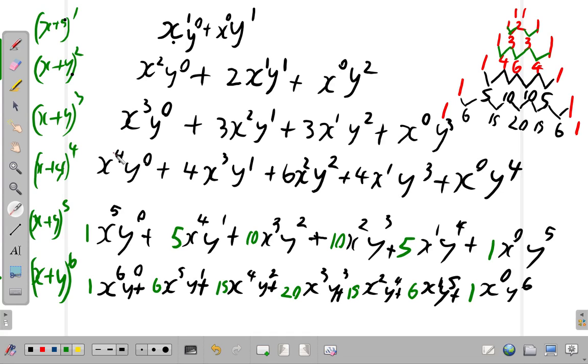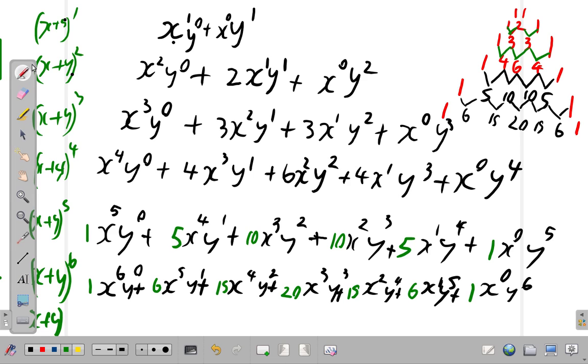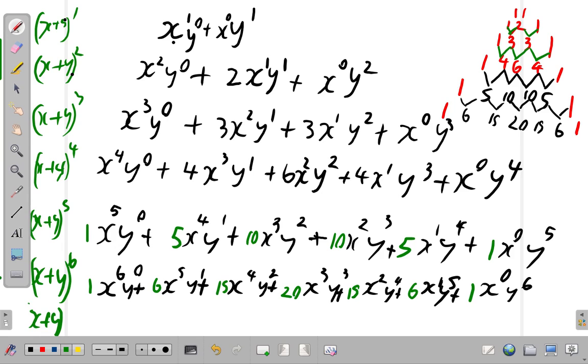Last time I asked you to expand (x + y)^7. So let's write it here. It's going to be (x + y) to the power of 7. Let me put the equal sign. What will this be equal to?